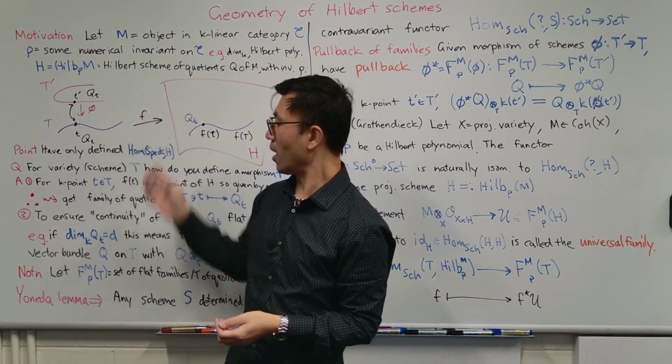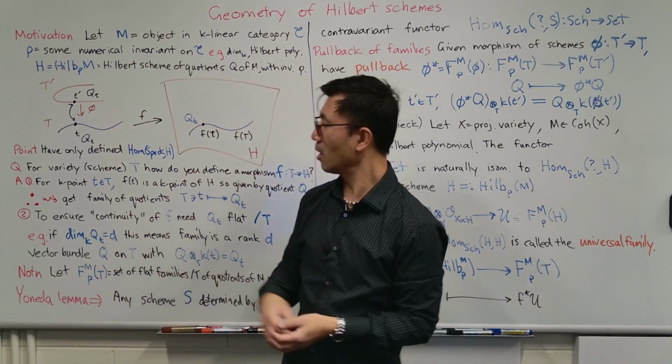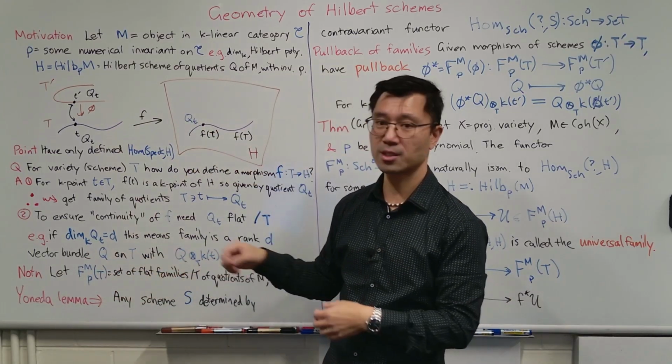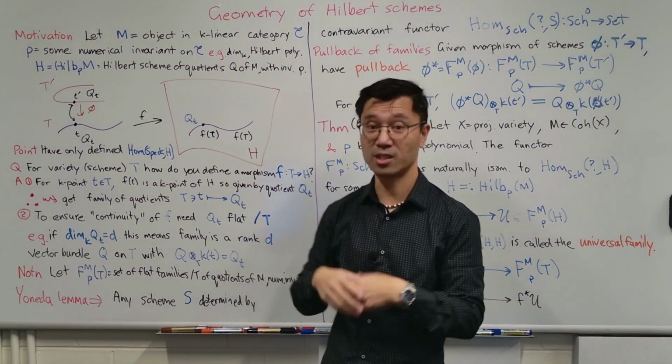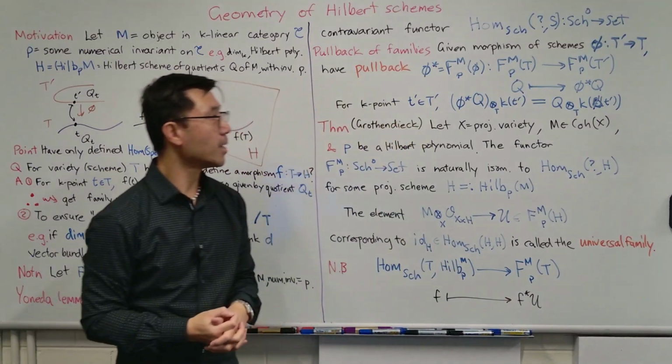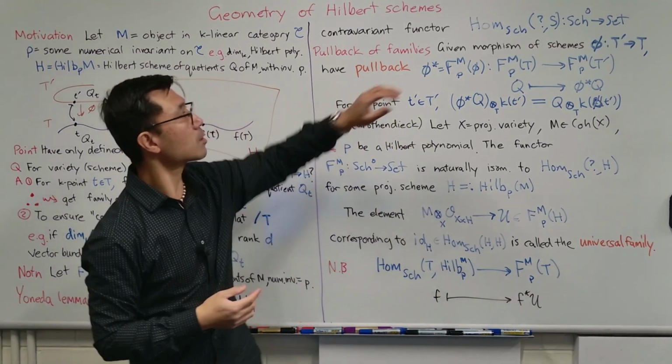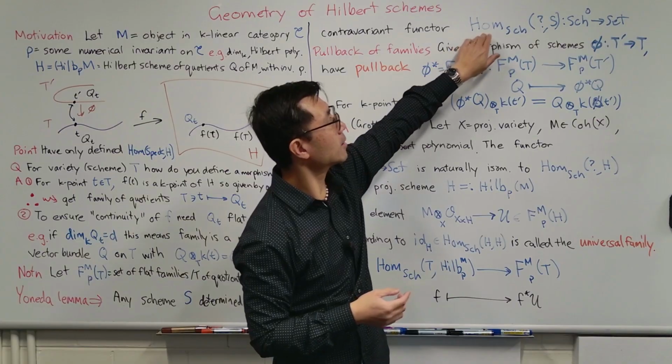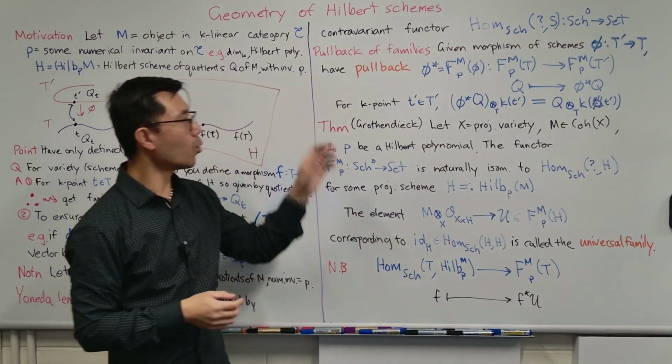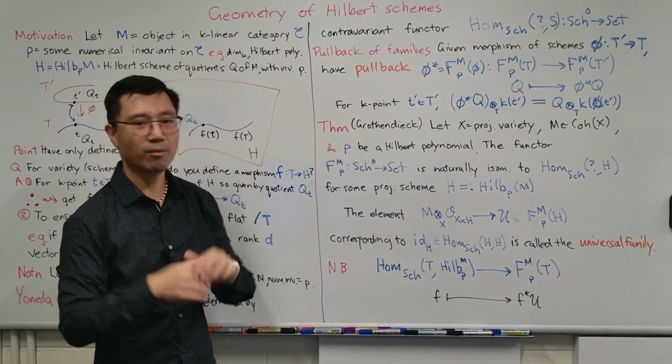So that's great. We've upgraded this FMPT, which tells you about not just the K points of this H, but all the T points of this H, into a functor. So it looks potentially like this one here. And so what's the theorem of Grothendieck? The theorem of Grothendieck is the following.